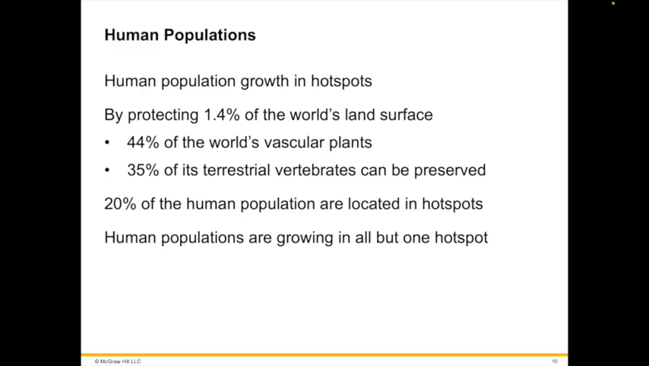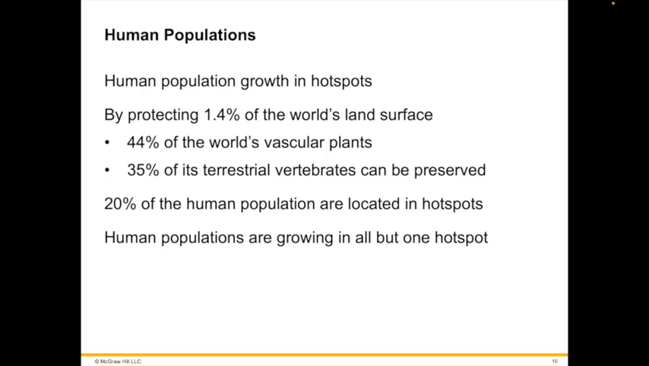Not surprisingly, many of these areas are experiencing high rates of habitat destruction as land is cleared for agriculture, housing, and economic development. More than 70% of the original area of each hotspot has already disappeared, and in 14 hotspots, 15% or less of the original habitat remains. Population pressure is not the only cause of habitat destruction in hotspots. Commercial exploitation to meet demands of more affluent people in the developed world also plays an important role.